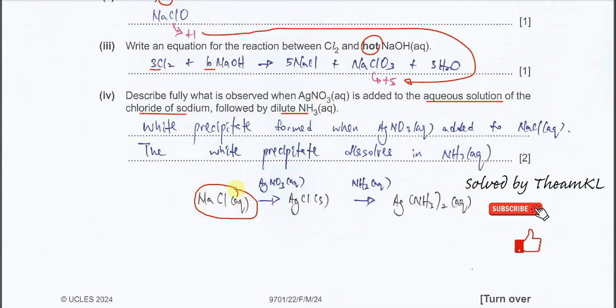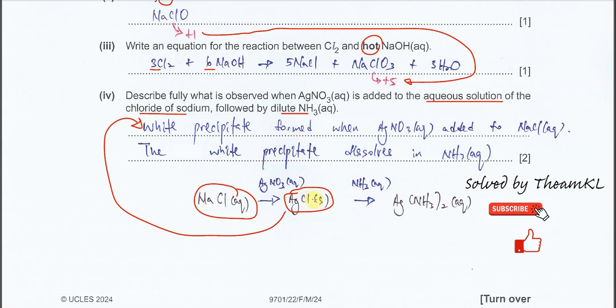Sodium chloride solution, when you add silver nitrate, the silver ions will form a precipitate with the chloride, which means it will form this silver chloride precipitate. So what you will see is the white precipitate here. So a white precipitate forms, which is the silver chloride.